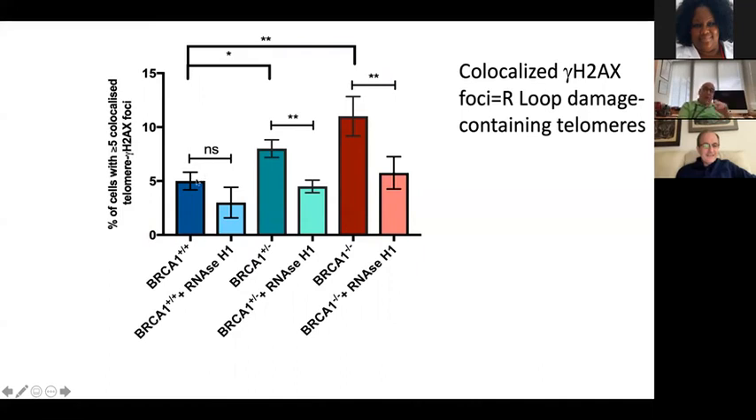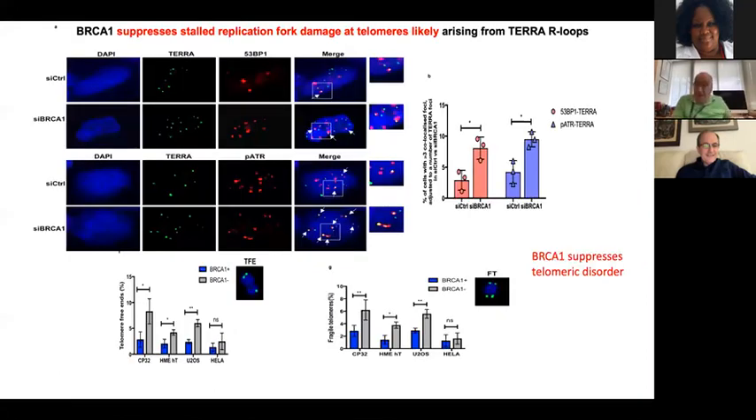You can see that these are percentages of cells that we analyze in these spreads with 5 or more co-localized gamma H2AX foci packed onto telomeres. And in the presence of RNase H, their number is greatly reduced, reflecting the fact that their existence is dependent upon RNA-DNA hybrids. So I'm going to go quickly because I want to get to the ultimate end here: BRCA1 is also a suppressor of replication stress, of replication-associated damage. It is a director of repair.